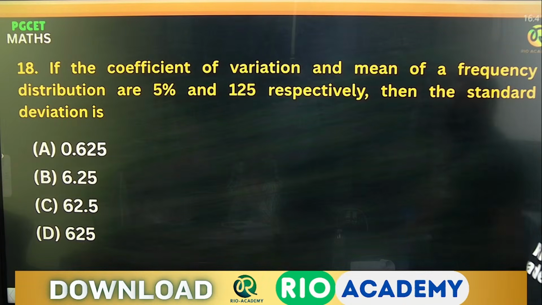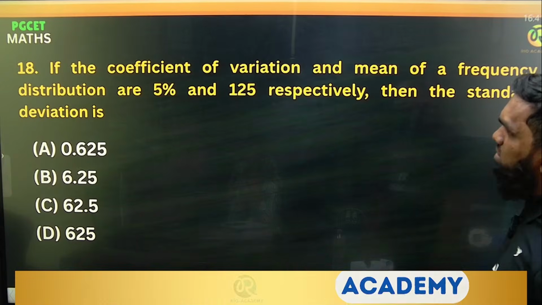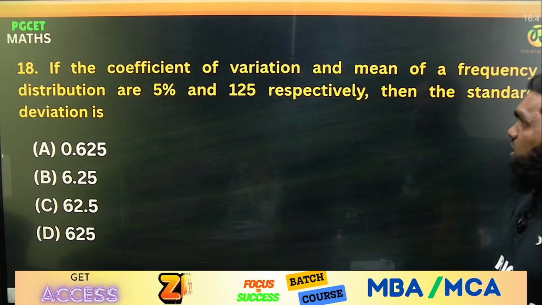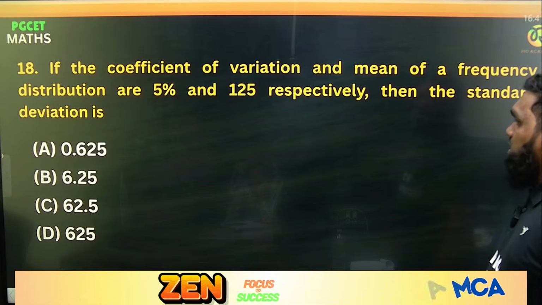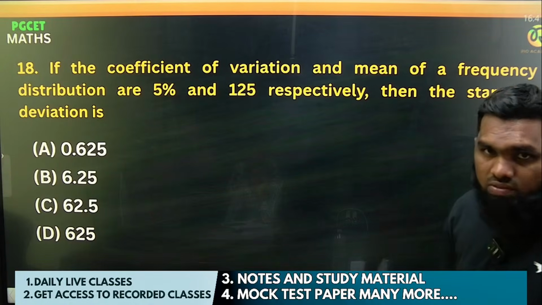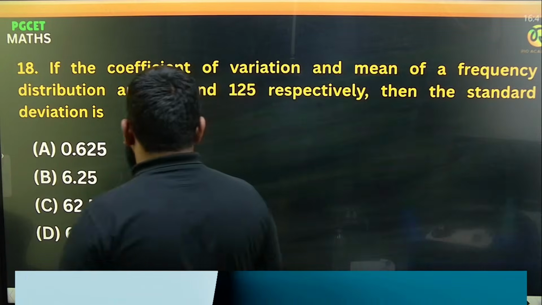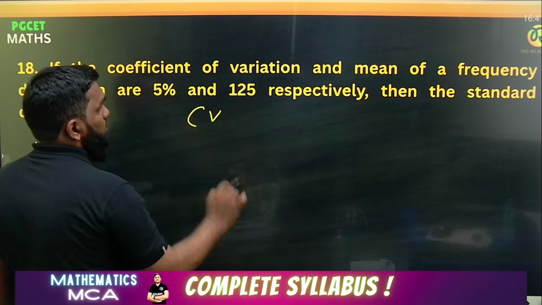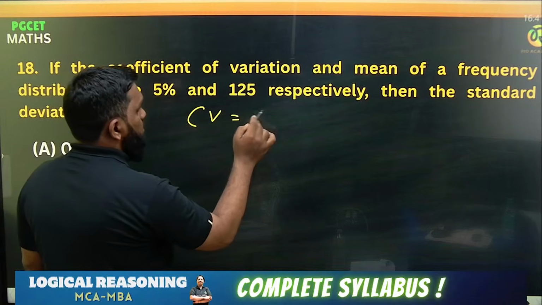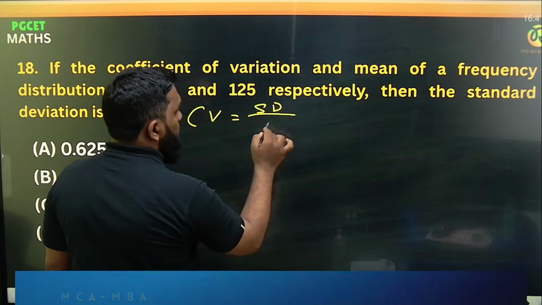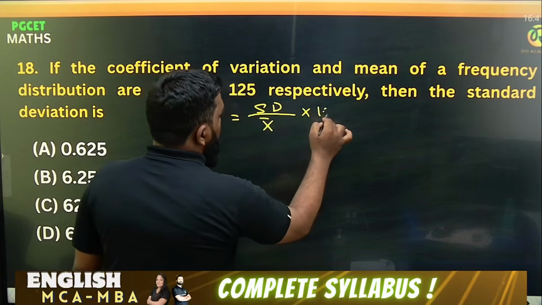The coefficient of variation and mean of a frequency distribution are 5% and 125 respectively. Then the standard deviation is? We need to find the standard deviation. What is the formula here? Coefficient of variation is equal to SD divided by mean into 100.